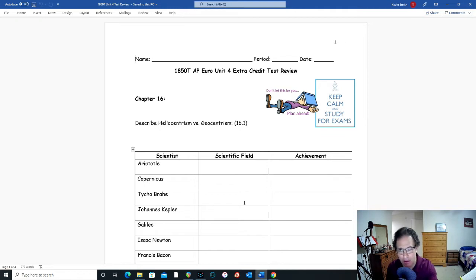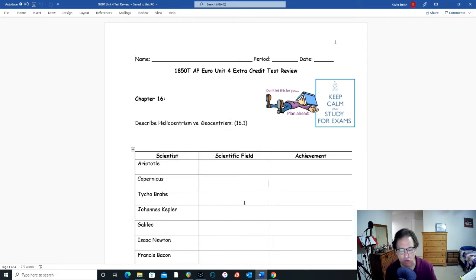Keep in mind that geocentrism is the view that the Earth is the center of the universe. Geo means Earth, centrism means center, and all of the heavenly bodies revolve around it. Heliocentrism is the view that the sun is the center of the universe and all the heavenly bodies, including the earth, revolve around the sun.